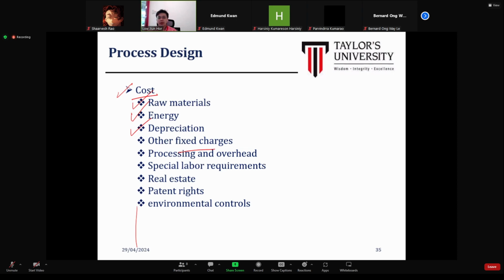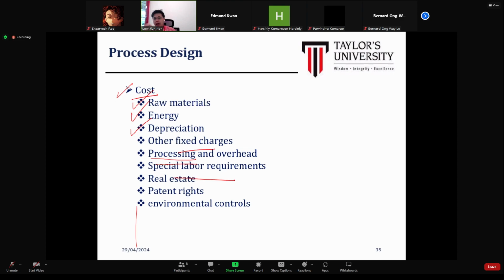And also the processing method that is involved in the selected process, we need to consider. Any special labor requirement, if let's say the expert can only be obtained from overseas, then that will also increase the cost because we may need to pay them more.